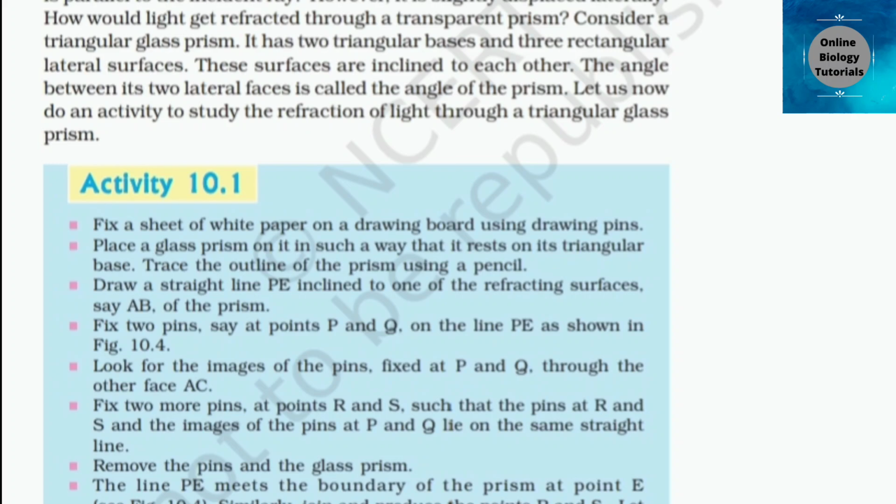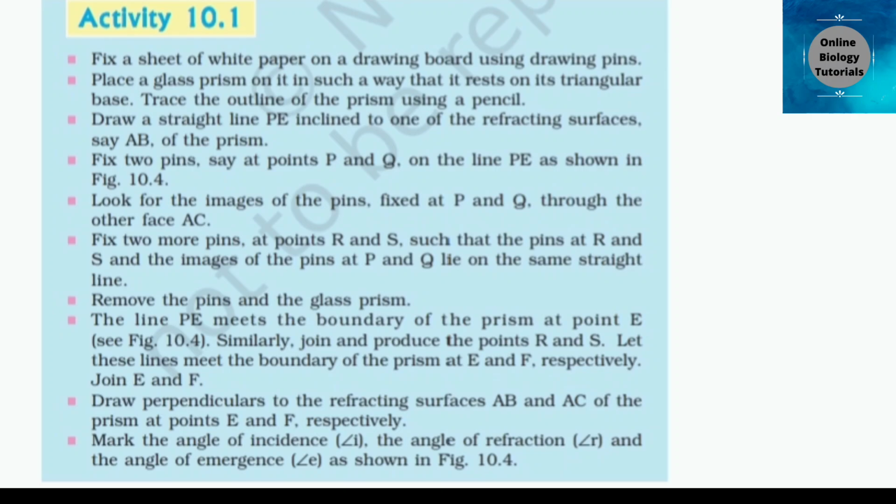Look for the images of the pins fixed at P and Q through the other face AC. Fix 2 more pins at points R and S, such that the pins at R and S and the images of the pins at P and Q lie on the same straight line. Remove the pins and the glass prism. The line PE meets the boundary of the prism at point E. See Figure 10.4. Similarly, join and produce the points R and S. Let these lines meet the boundary of the prism at E and F, respectively.